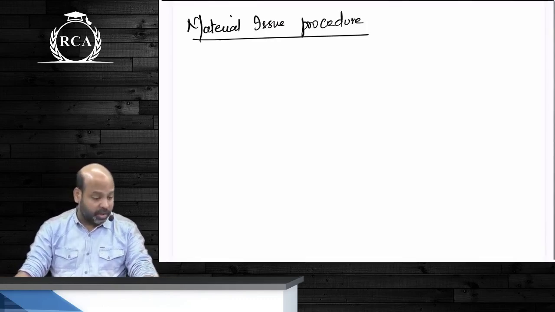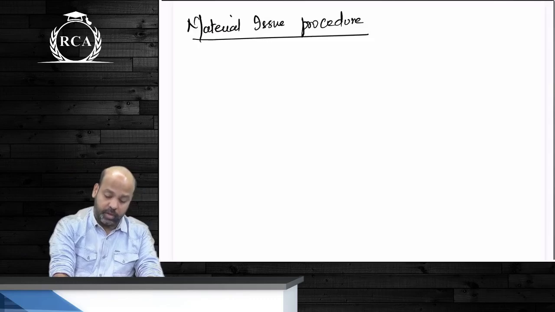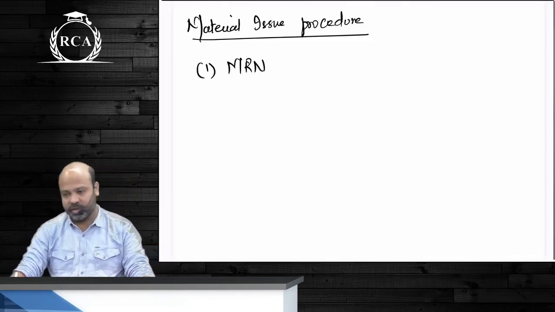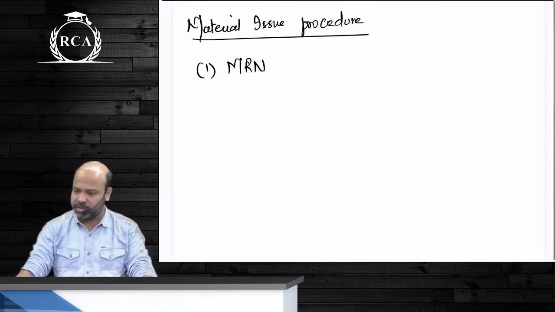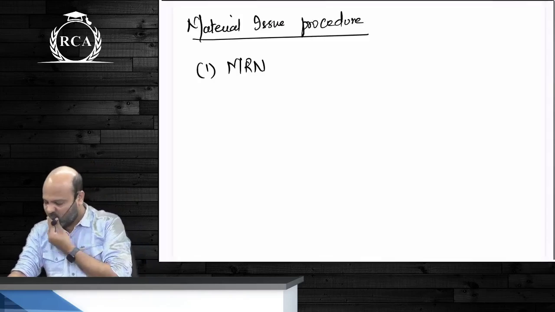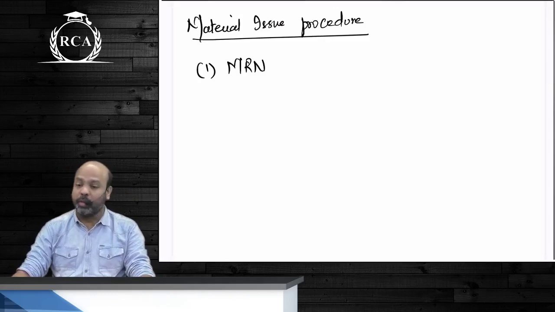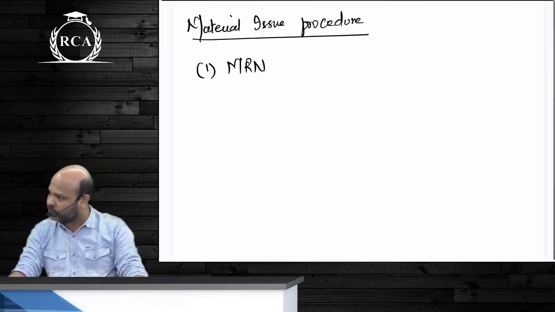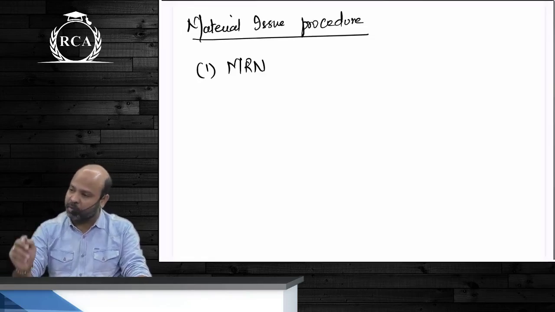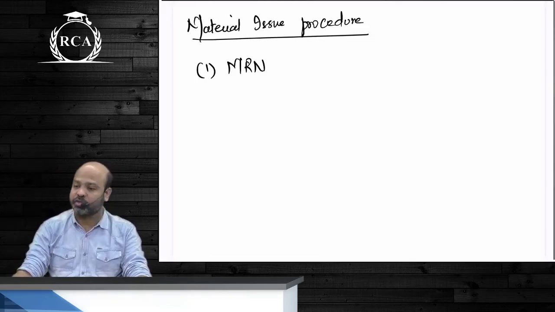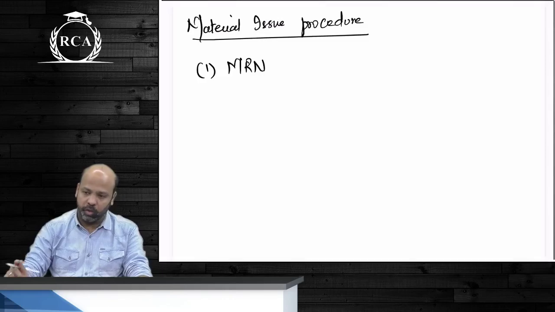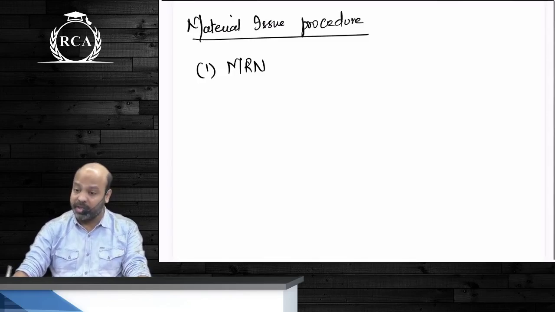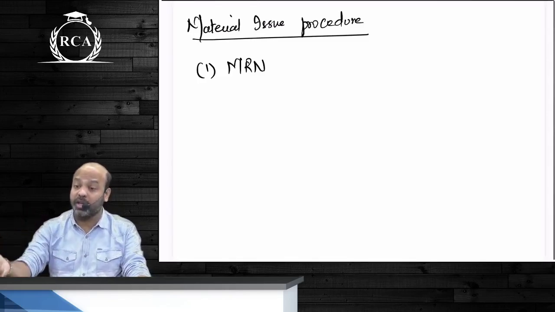So coming to material issue procedure, guys, the first note that you've already learned is MRN, a material requisition note or a store requisition note. What is an MRN? It's a formal request made by the production department to the stores department for issue of materials. So it is against the MRN number only that entries will be made in the issues column. You will have to mention against which MRN the material was issued. That MRN will help us in tracing for which product the raw material was used.